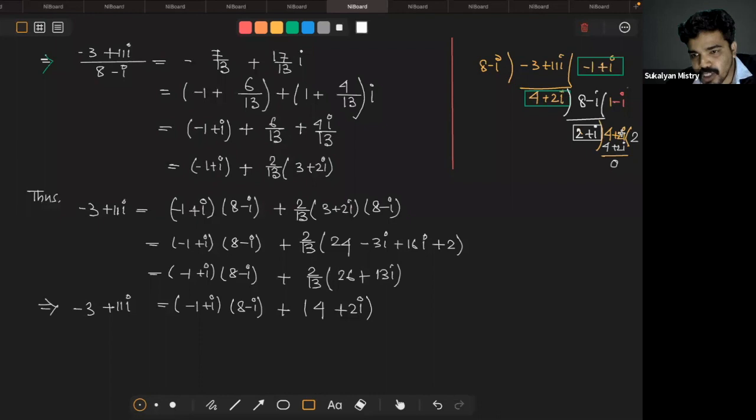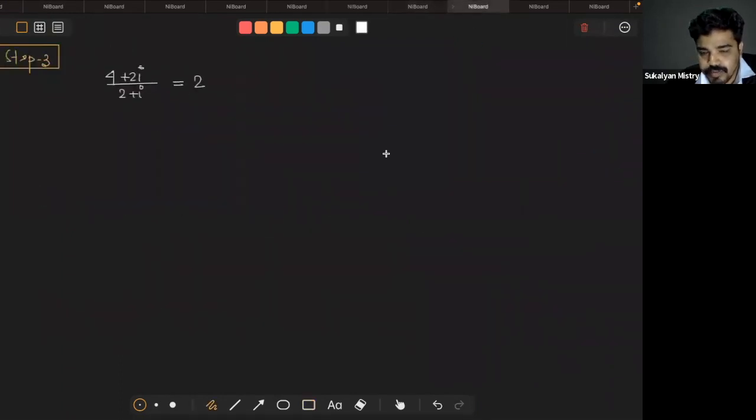That means 4 plus 2i is equal to কি পাচ্ছি, 2 plus i into 2 plus 0, তাই না? Okay, so thus 4 plus 2i is equal to হচ্ছে 2 into 2 plus i, ঠিক, plus 0.